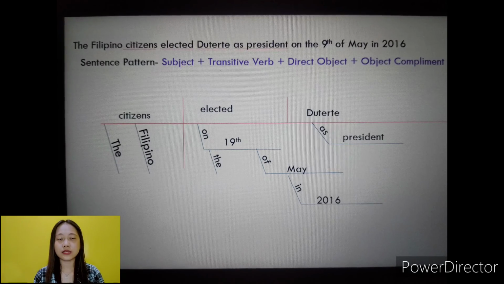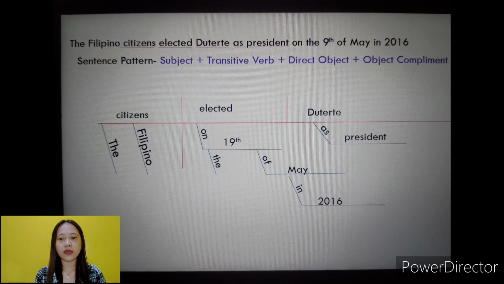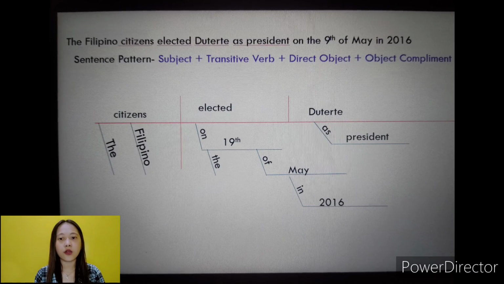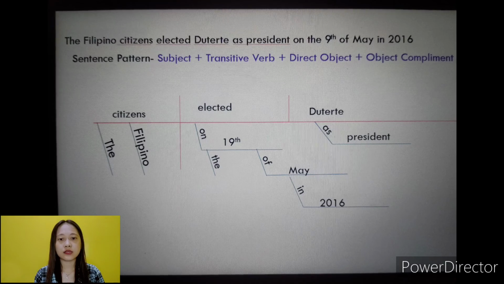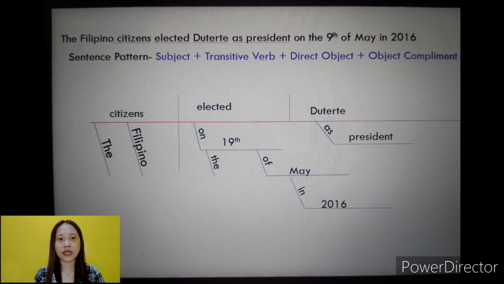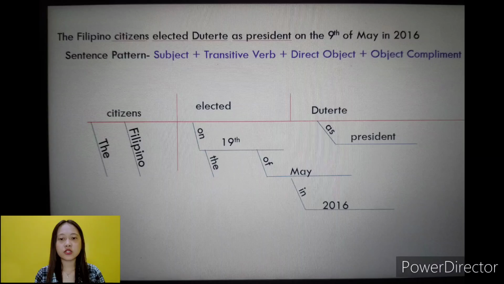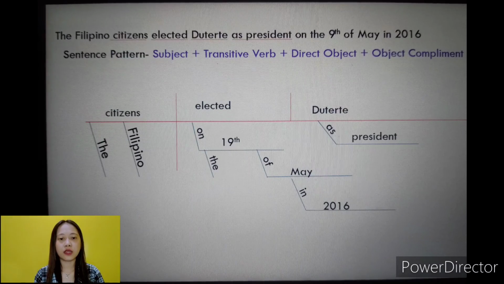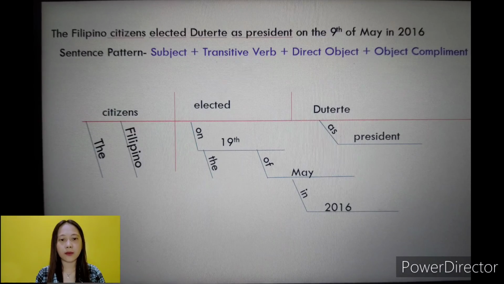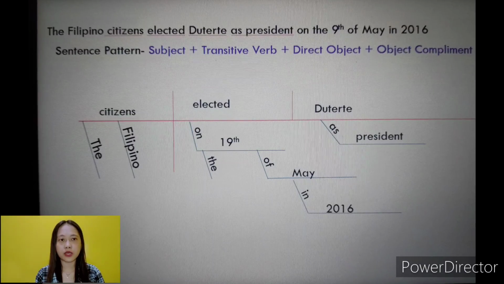The Filipino citizens elected Duterte in what position? As president. And the prepositional phrase on the 9th of May in 2016 is written below the verb because it describes the verb. When was Duterte elected as president? On the 9th of May in 2016. Look at the diagram here. The prepositional phrase is written on another diagonal line connected to the horizontal line. As we can see, there is a determiner in the prepositional phrase and it is written below the phrase.